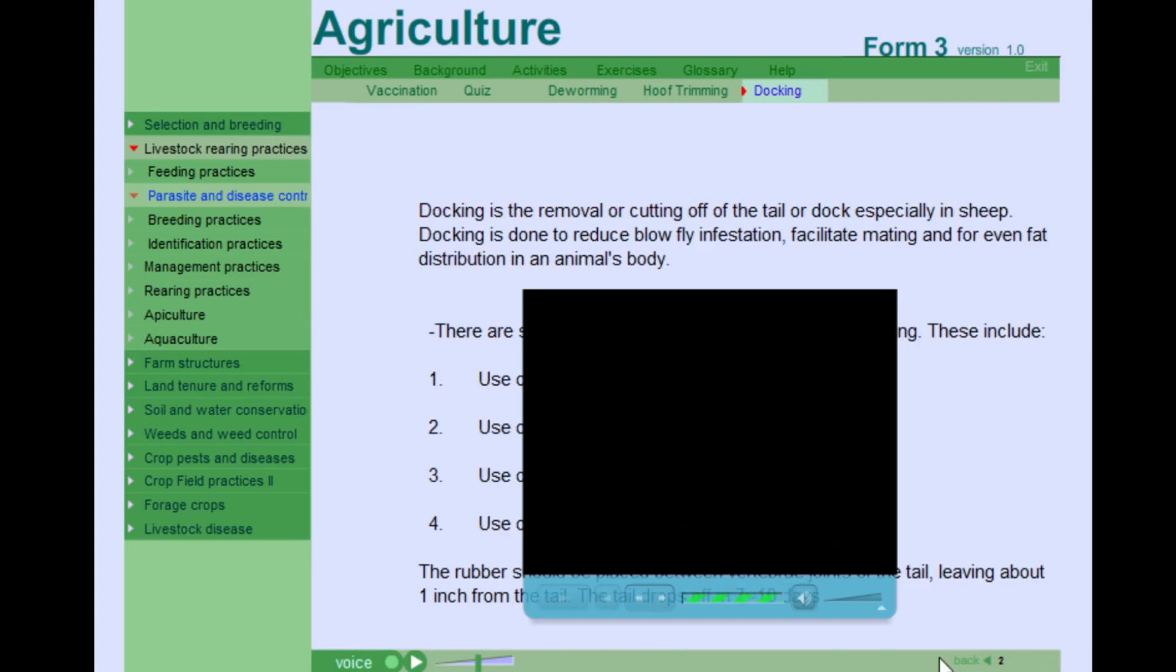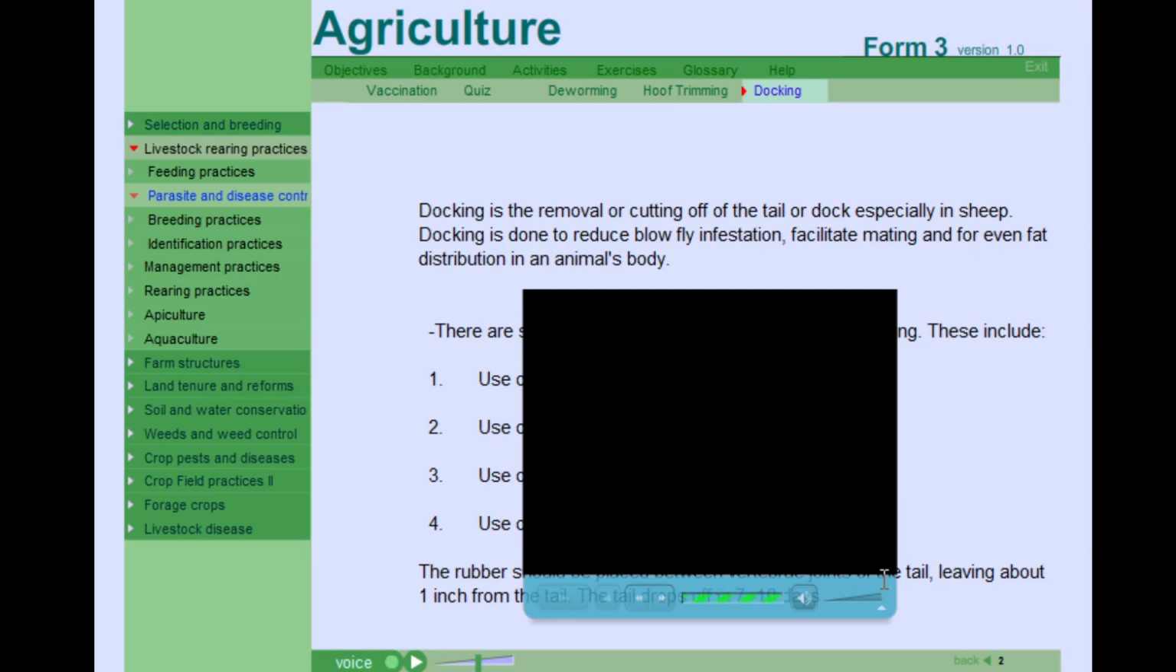Docking or tailing in sheep. Docking is the removal or cutting off of the tail or dock, especially in sheep. Docking is done to reduce blowfly infestation, facilitate mating, and for even fat distribution in an animal's body.